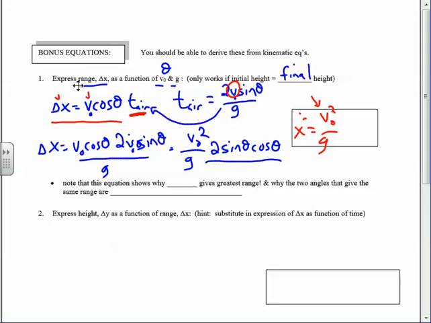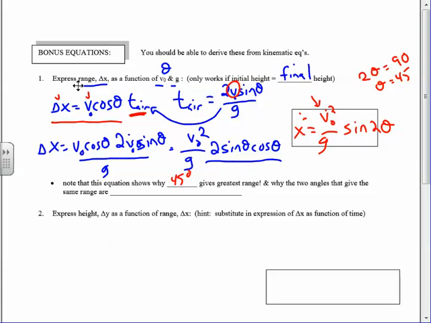Well, 2 sine theta cos theta is nothing more than the sine of 2 theta. That reveals something else that's interesting about range. If I want the maximum possible range for a given velocity, then I want the sine of the angle to be as big as possible. Well, the sine of what angle is the maximum? It's 90 degrees. So twice my angle, 2 theta, would be 90, so theta is 45. So there's our proof that 45 gives us the greatest possible range under ideal conditions.